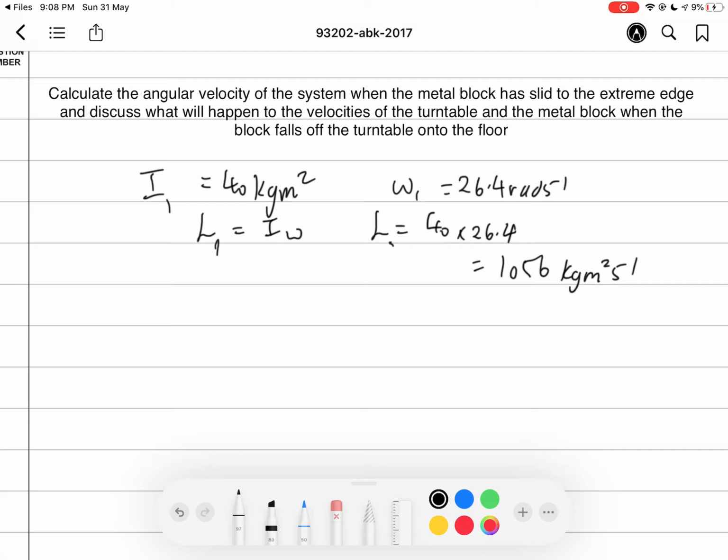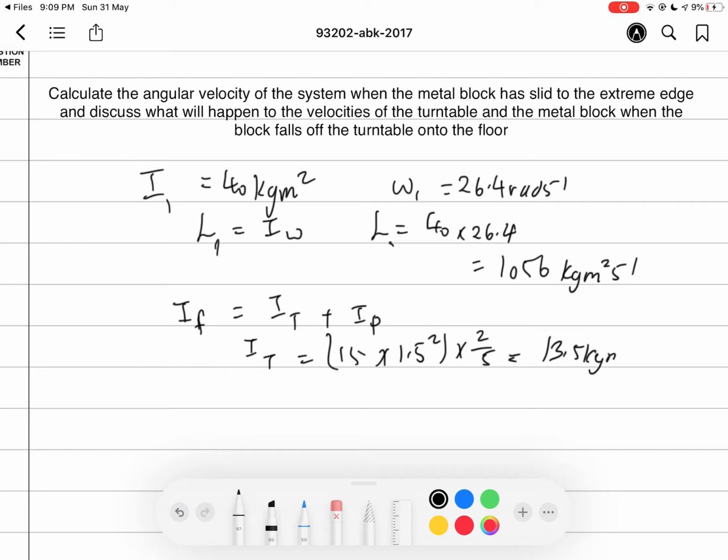So now we need to calculate our new inertia. Again, the rotational inertia of the system is equal to the sum of all the individual rotational inertias of each component in the system. So our final rotational inertia equals the inertia of the turntable plus the inertia of the point mass. Inertia of the table actually stays the same because it is still the same table, so that was equal to 15 times 1.5 squared, multiplied by 2/5, and that was 13.5 kilograms meters squared.